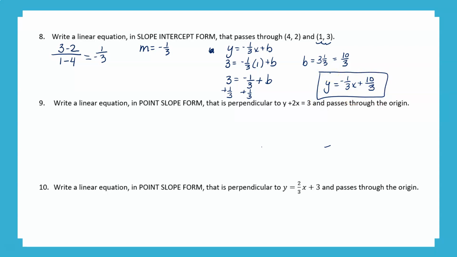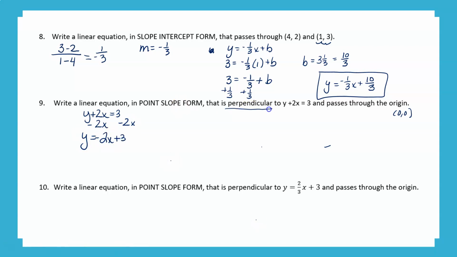Number 9. Write a linear equation in point-slope form that is perpendicular to y plus 2x equals 3 and passes through the origin. That's (0, 0). Don't forget that. Okay, so we need to put this into slope-intercept form so we can find the slope. So here's what they give you. I'm going to subtract 2x from both sides. And in slope-intercept form, that's y equals -2x plus 3.